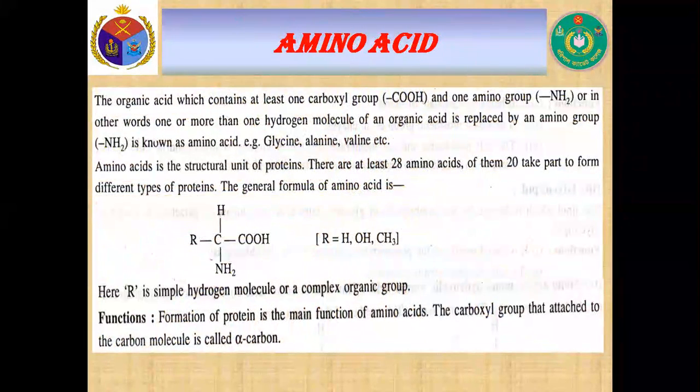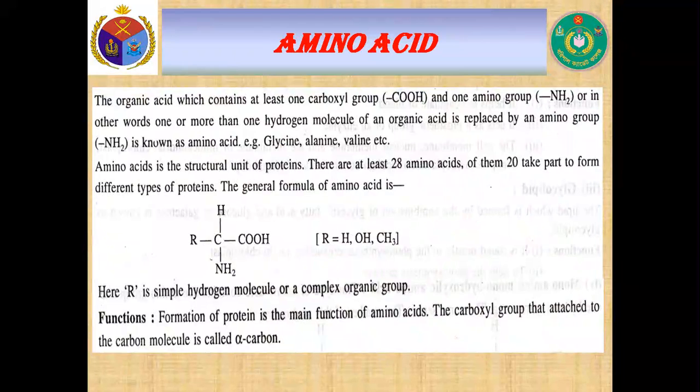Now, my dear cadets, it's time for amino acid. The organic acid which contains at least one carboxyl group and one amino group, or in other words, one or more than one hydrogen molecule of an organic acid is replaced by an amino group, is known as amino acid. Glycine, alanine, valine are examples of amino acid. Amino acids are the structural unit of proteins.